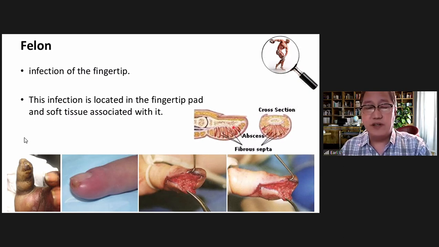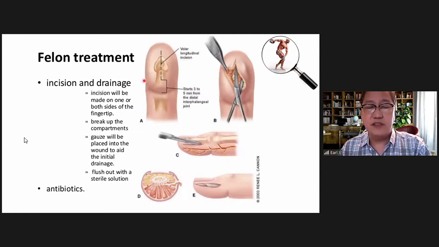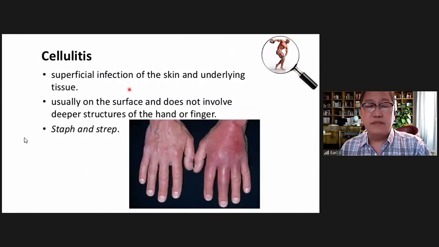That's why early removal of the pus is very important. The felon treatment here is incision and drainage. You either open at the front or you open at the sides, just to remove the pus. Of course, antibiotics are important. There are also infections due to puncture wounds, or because you're diabetic, you're very prone to infection. This is what we call cellulitis. Cellulitis is inflammation of soft tissue, and this should be treated with care and correct antibiotics.